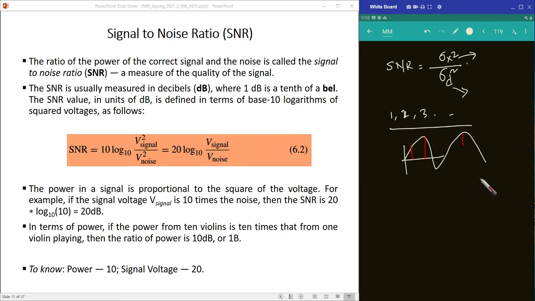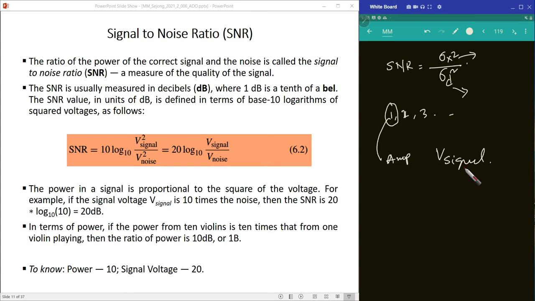Or more appropriately we can say this is voltage. We say signal level, signal amplitude, or signal voltage. This data sequence is basically amplitude. Let's say V signal, that means voltage signal or amplitude of the signal. If we take the square of that, it becomes power. So for the SNR, signal power, you take the square of the signal amplitude and the square of the noise amplitude.